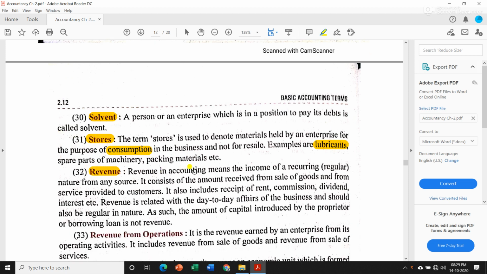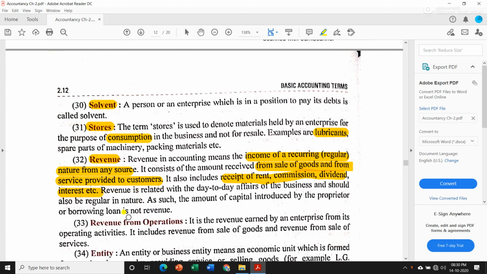Now revenue. Revenue in accounting means the income of a recurring or regular nature from any source. It consists of the amount received from sale of goods and from services provided to customers. Now every day in business we sell goods, or if it is a service rendering firm, then they provide services. So after providing services or selling goods, the money that they receive is nothing but revenue. It also includes receipt of rent, commission, dividend, interest, etc. Since we receive rent, commission, dividend, interest on a regular basis, they are known as revenue.